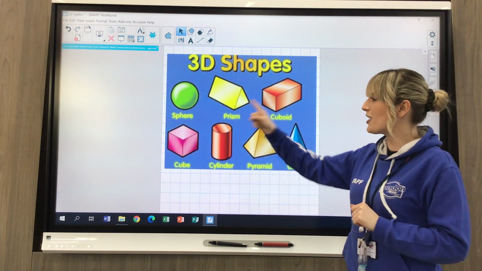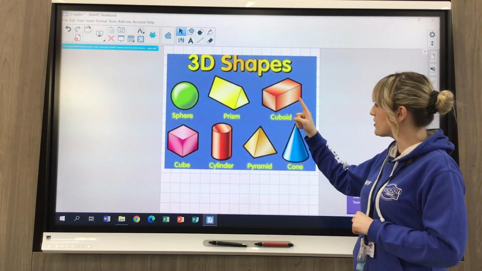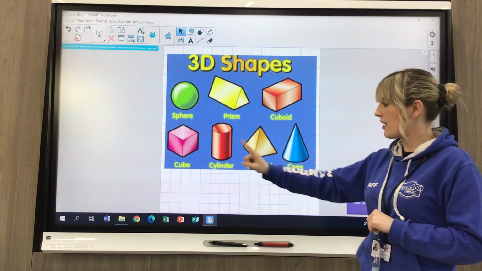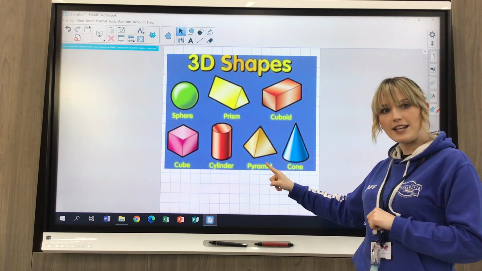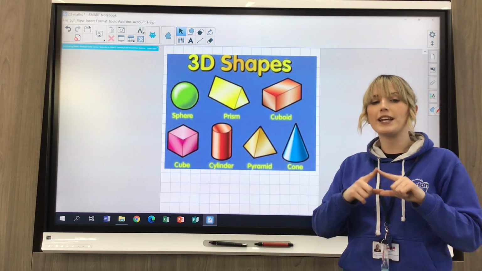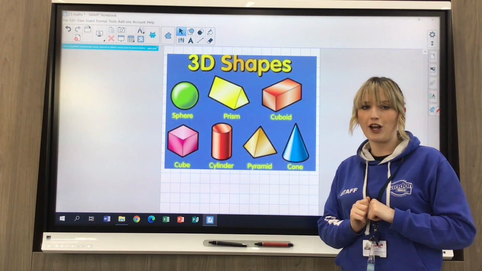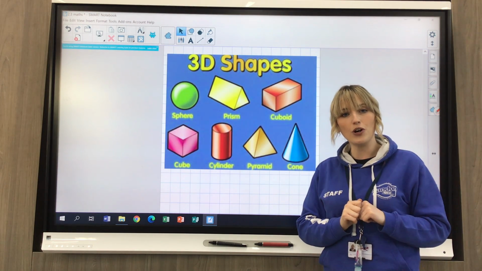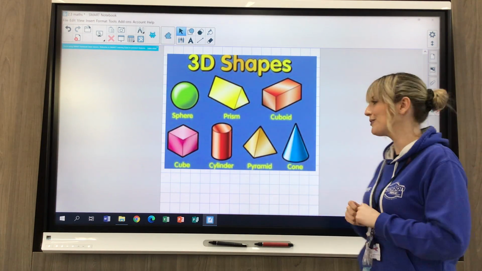Okay, then we've got a prism and that's a triangular prism. We've got a cuboid, a cube, cylinder, pyramid, and we can have different pyramids. We can have a triangular base pyramid, we can have a square base pyramid, and we've got a cone. Okay, there are some more, but those are the most common ones and the first ones we learn.